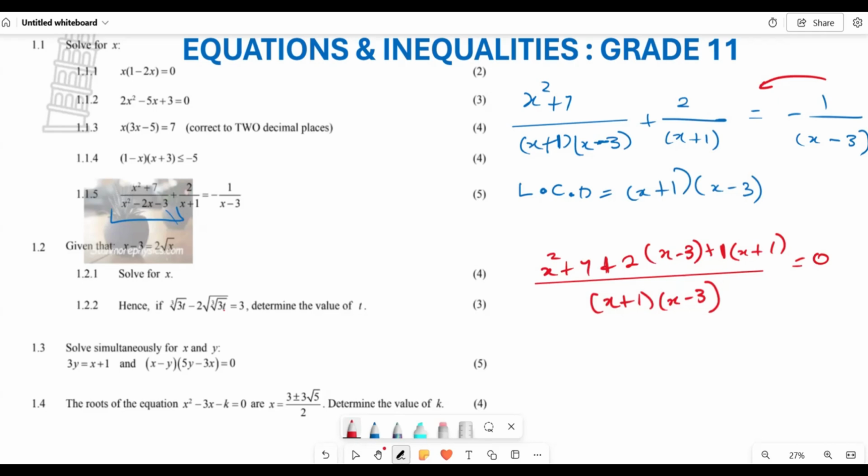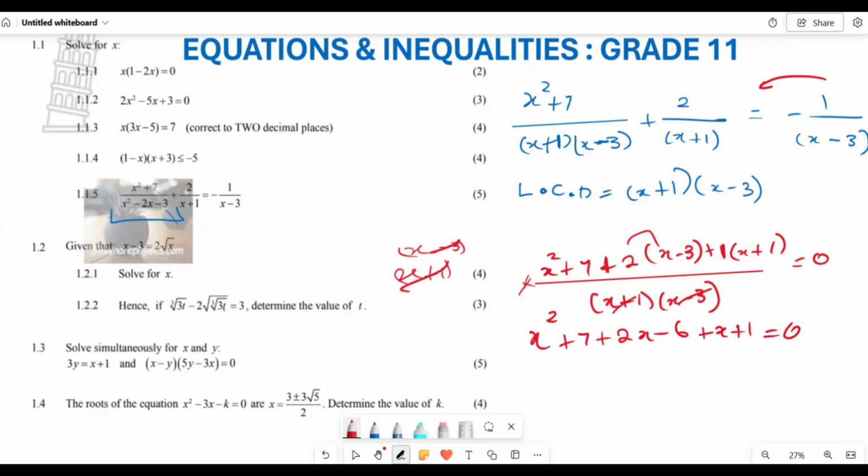And then the x minus the x plus 1 and also the x minus 3. When I multiply it everywhere, can you see that the x plus 1 is going to cancel this one? The x minus 3 is going to cancel this one. So that's why this is only left with x squared plus 7. This is going to be plus 2x, minus 6. Can you see that? This is going to be plus x plus 1 is equal to 0.